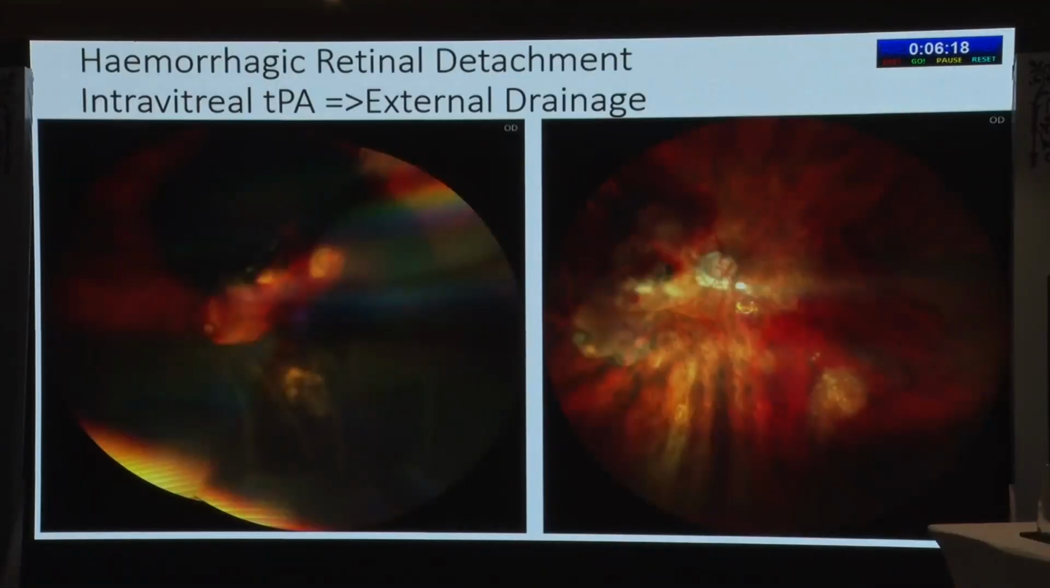Here is another patient who presented with hemorrhagic retinal detachment. Again, an intravitreal tPA was done, but we did an external drainage in this patient. So these are two indications where I generally use intravitreal tPA. In this case, subretinal tPA won't work much because there was so much blood. So we give intravitreal tPA 1 to 2 days before we plan the patient for surgery. The injection was given, the clot reduced in size, and 2 days later we took up the patient for surgery. We drained the blood externally, and this is 1 week post-op, and you see a lot of clearance of the blood in this eye.